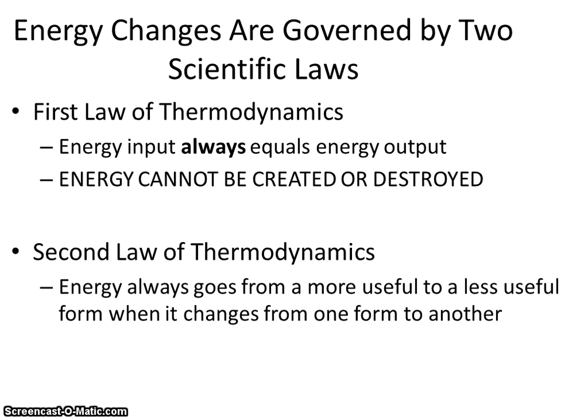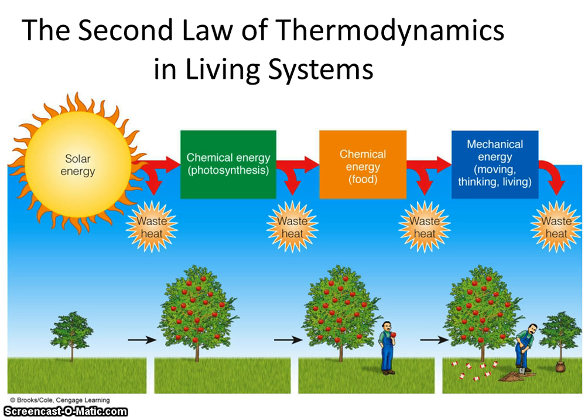Energy changes are governed by the 2 laws of thermodynamics. Again, the first law says energy cannot be created or destroyed. Whatever comes into the system has to be the same amount that goes out of the system. But again, it can change along the way, and that's the second law of thermodynamics. Energy goes from a more useful to a yet less useful form when it changes from one form to another. We talked about high quality energy and low quality energy. So that's, again, dictated by the second law of thermodynamics.